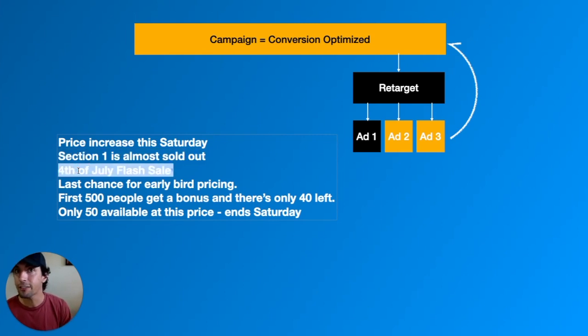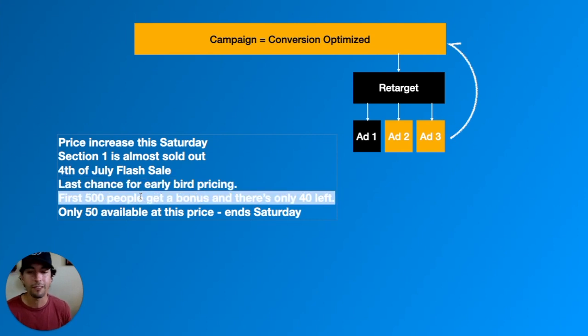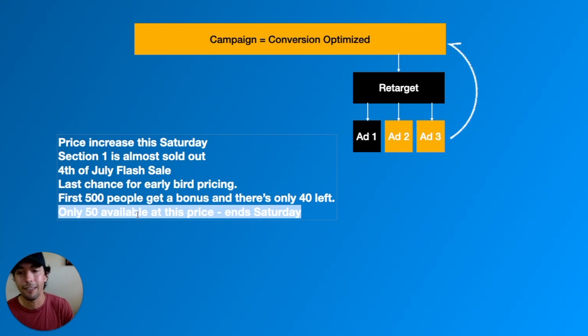4th of July flash sale. So this is like a limited time sale that's happening. Last chance for early bird pricing. Again, this is like a price increase, getting people to move before the price goes up. Maybe first 500 people get a bonus and there's only 40 left. So you got to move them, right? Or maybe 50 spots available at this price and the sale ends Saturday. So now you have both scarcity and urgency in your deal. Come up with whatever makes sense for you and put together an offer for it.